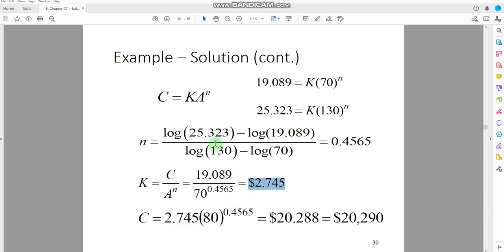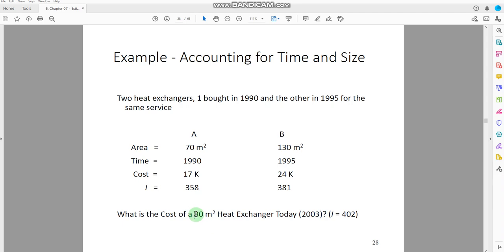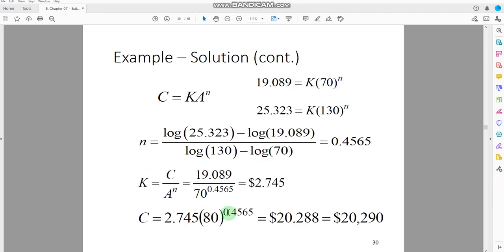So you would use the value for k, 2.745, that is here. The new size of the heat exchanger is 80 meters square. Okay, it is given here, 80 meters square, and then the exponent that you have just evaluated here is 0.4565. That comes out to be $20.288. So this cost is basically 20.288.